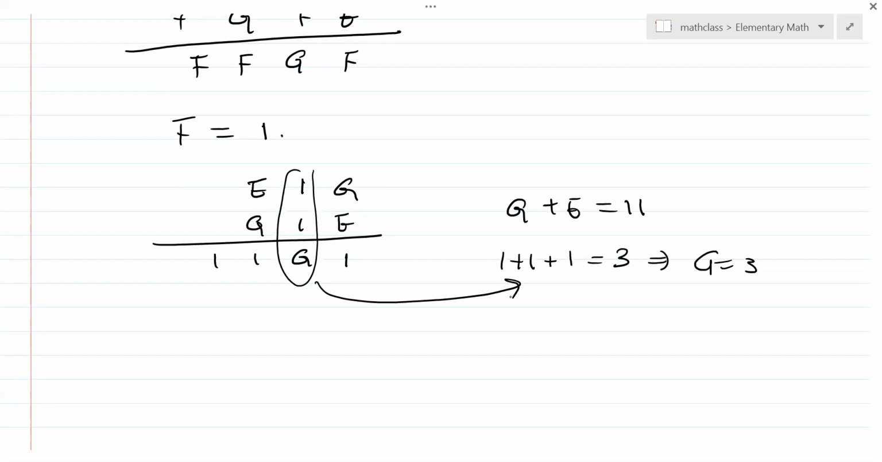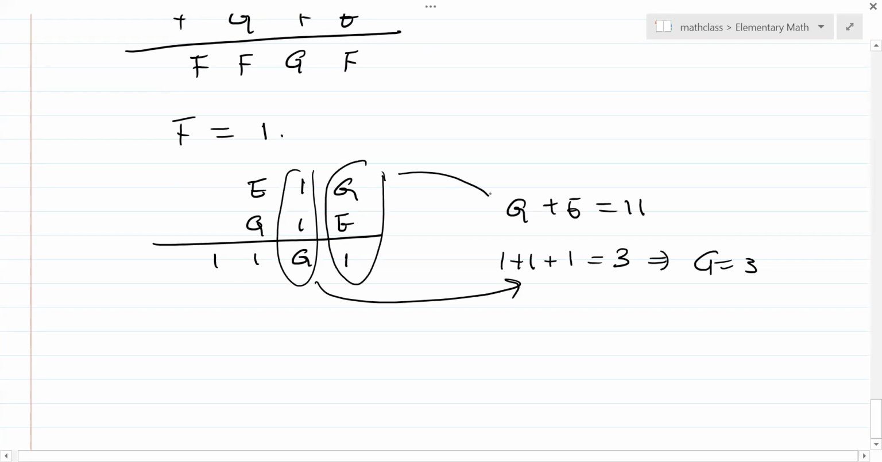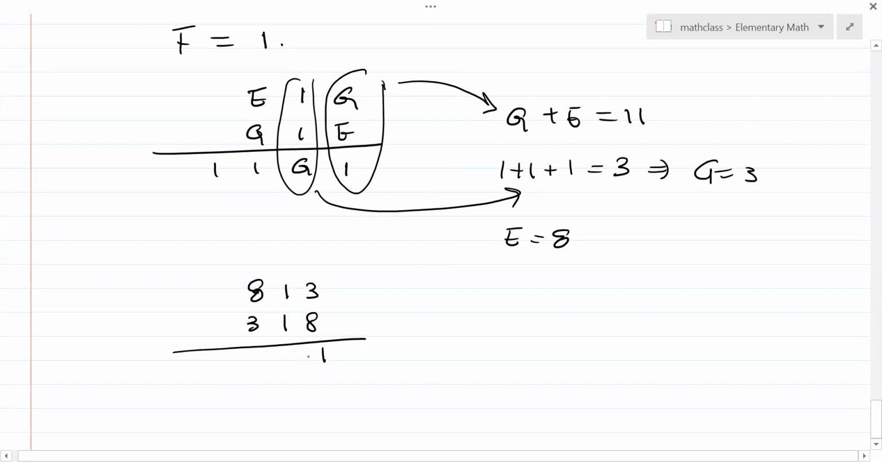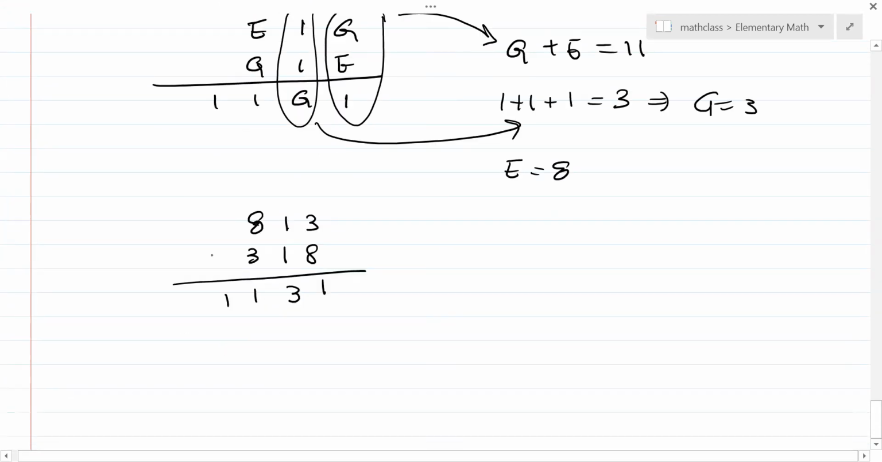Why can't G plus E be 1? Because if G plus E is 1, then it would be G 0, which is impossible. G cannot be 0. So that's why this part gives you this, and that part gives that, then you get G. Then E must be equal to 8. Then you check that: 8, 1, 3, and 3, 1, 8. That's going to be 1, right? And 3, and 1, and 1. Okay, that works.